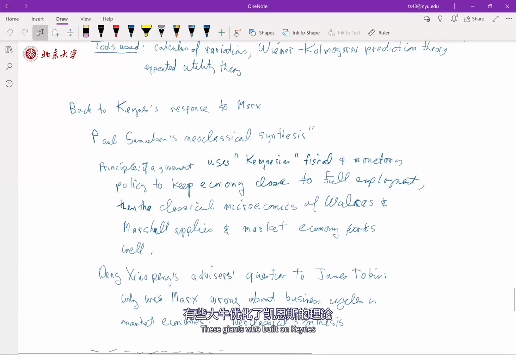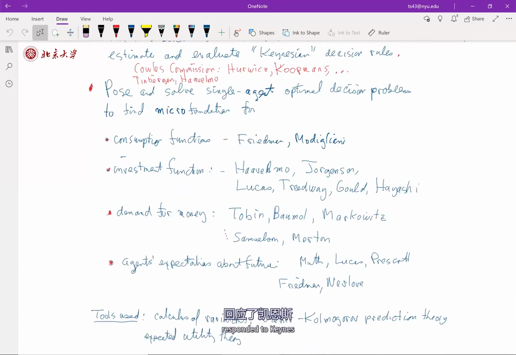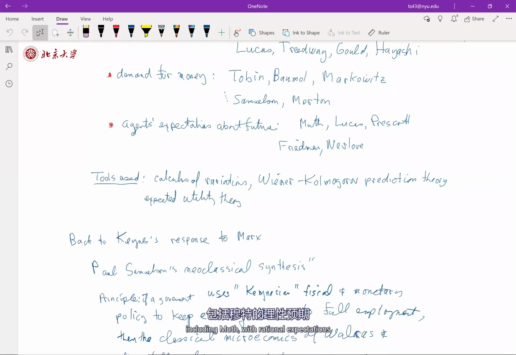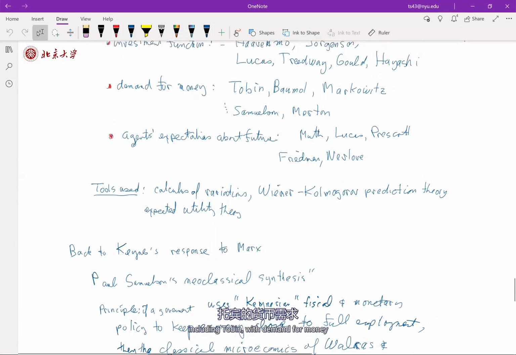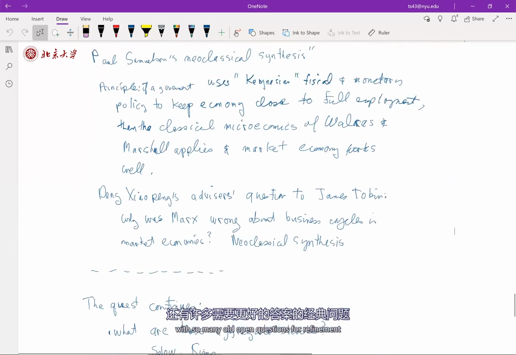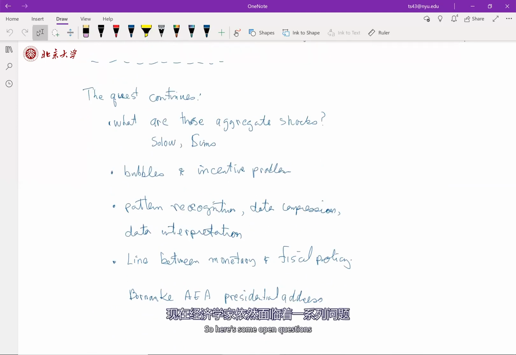These giants who built on Keynes, responded to Keynes, their work was also great in the sense that Keynes was. They left many unanswered questions too, including Muth with rational expectations, including Tobin, his demand for money, including Markowitz. There are so many open questions for refinement. So the quest continues. So here are some of the open questions. What are those aggregate shocks? Do we really have them nailed down? We know things don't average out, but we're still learning about why they don't average out and what those aggregate shocks are. And some smart people have worked on this, and continue to work on it.